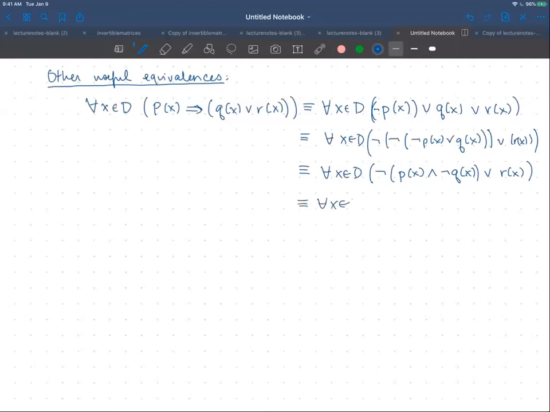So we get for all x in D, p of x and not q of x implies r of x. So to recap what we did here, we used the law of implication on the first line. On the next line, I did a sneaky double negative. I introduced some negative signs. And that was really so that I could use De Morgan's. And then I used the law of implication again.